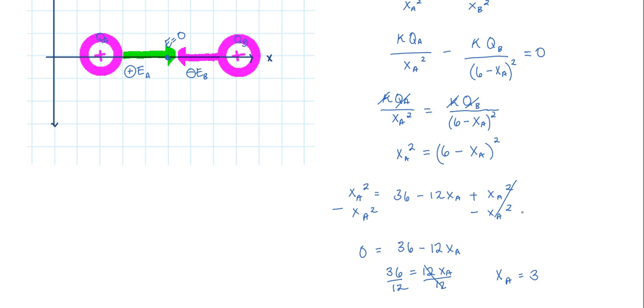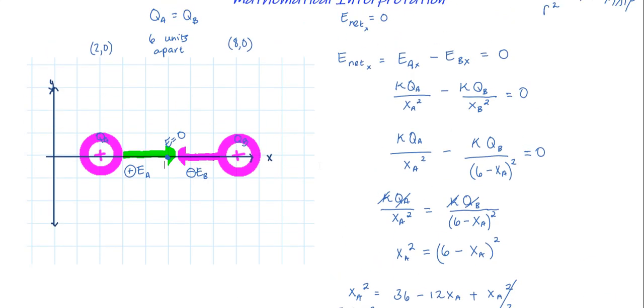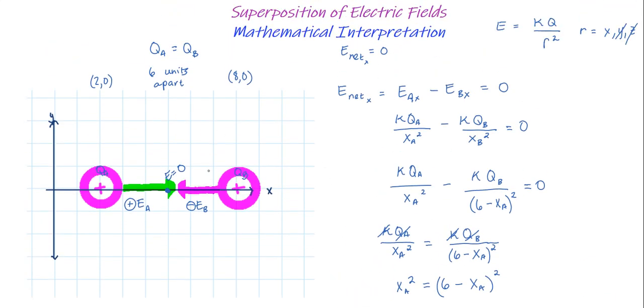Now let's see what the distance from XB is, and it should be the same because they have exactly the same magnitude of charge. So my expression for XB was 6 minus XA. So if I put 6 minus 3 in there, I do get 3 as my distance from XB, or from QB. So I'm going to do from 0 here, 1, 2, 3. Yep, that is the same location, and it does work that they are 0.